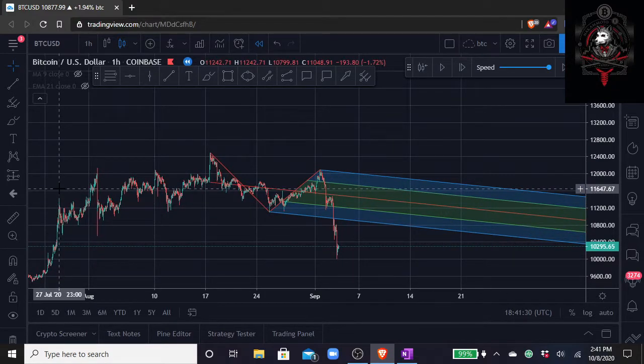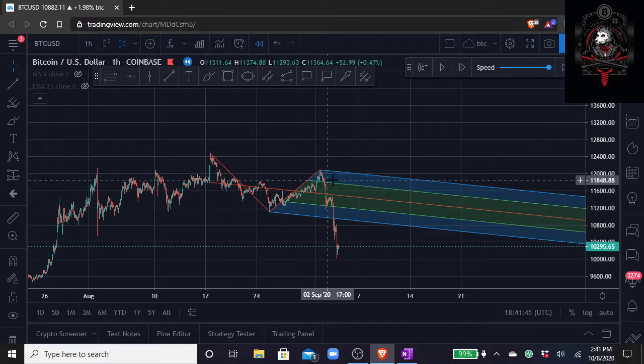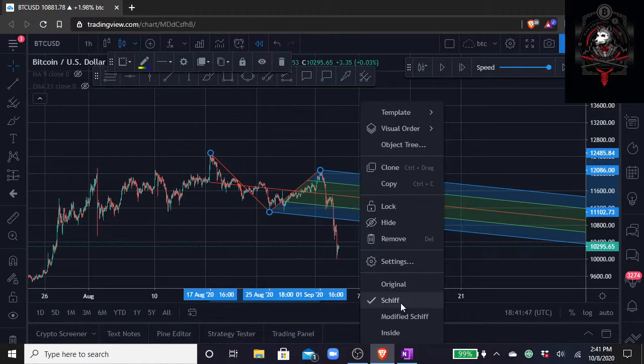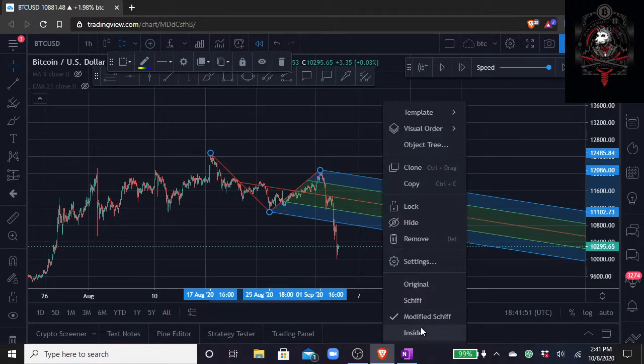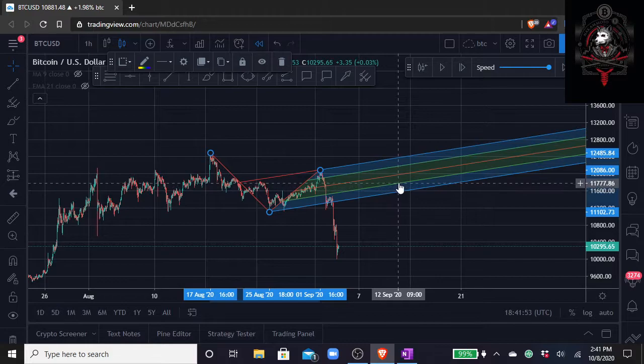Alright, so this is your pitchfork that you're going to use when you're in a correcting market, and this is called your shift pitchfork. Now, as you can see, starting out, we'll see what happens if price comes back into it. But what I like to do when it starts out like this and doesn't really look as good, I'll switch it around and see which one suits the best.